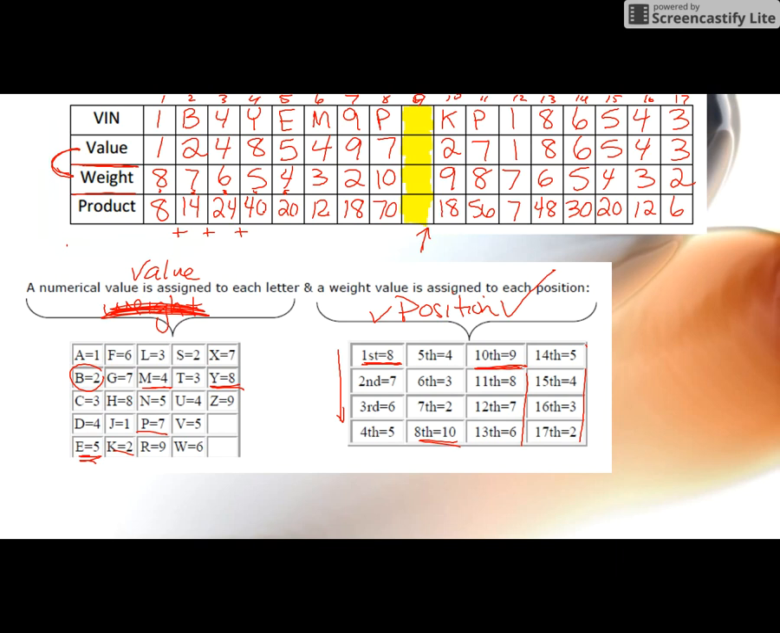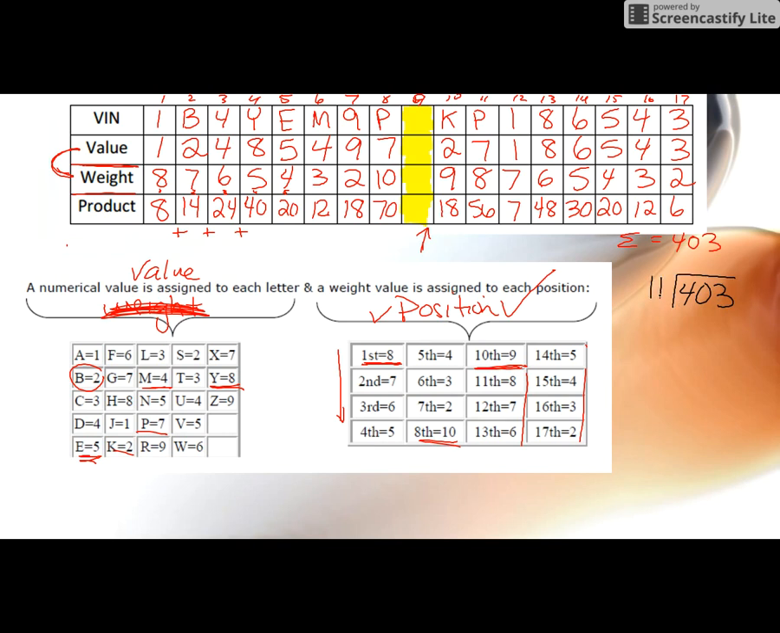I'll give you a second to do that, and you can always pause it if you want. You should get a sum of 403. So the sum, this is our symbol for sum, 403. Now we're going to divide. This is a modulus 11 system, which means when you divide by 11, you take the remainder. We'll talk about that more in a minute. So take 403 and divide it by 11.